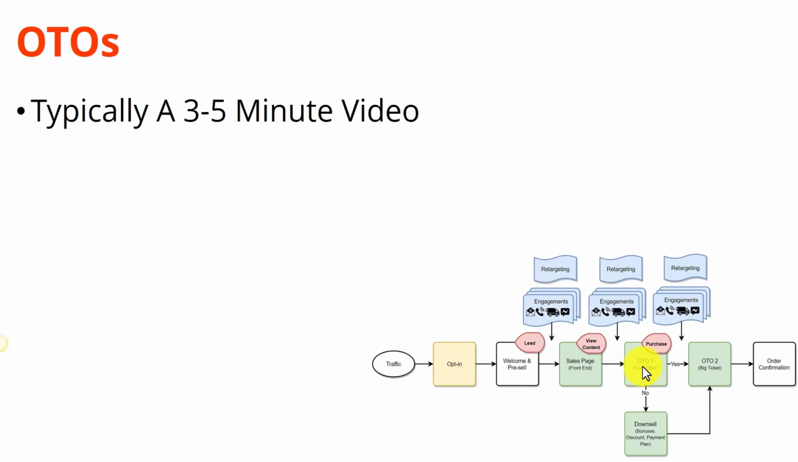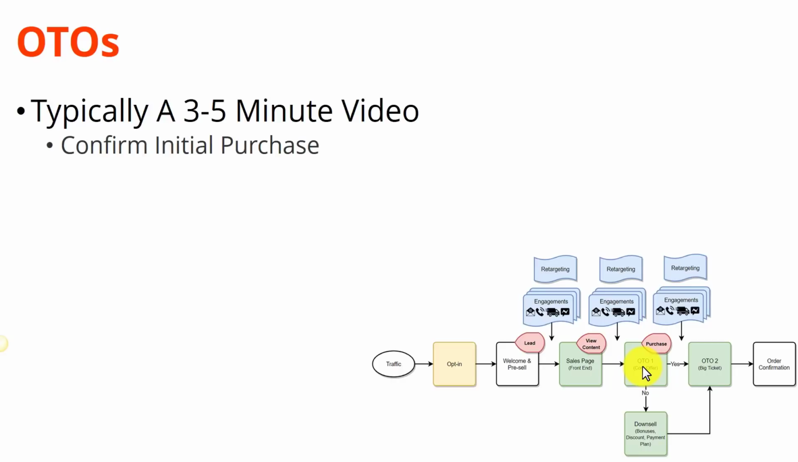Now typically on these OTO pages, you'll have a 3 to 5 minute video. Videos tend to work much better on OTO pages than text, and keeping the video short is best, and 3 to 5 minutes seems to be like the perfect range to keep people engaged and get enough information in front of them to be able to make a decision.